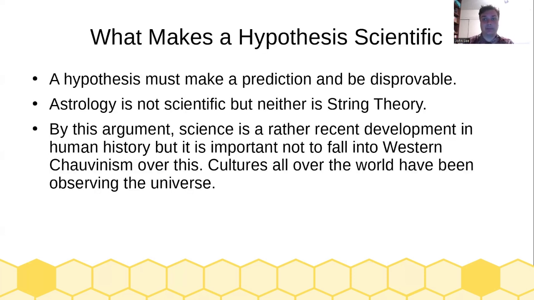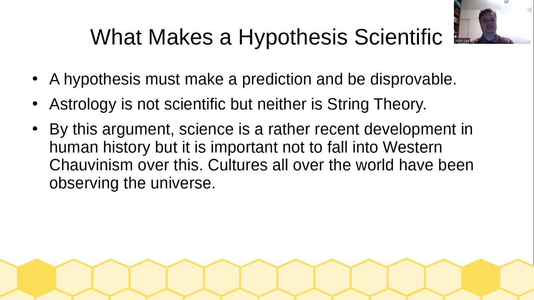So, what makes a hypothesis scientific? A hypothesis must make a prediction and be disprovable. Astrology, which is the ideal that our destinies are controlled by the stars and the planets, is not scientific. But on the other hand, neither is string theory, which is a very popular theory in physics that all particles are made up of tiny little strings, that does not make any predictions and cannot be disproved.